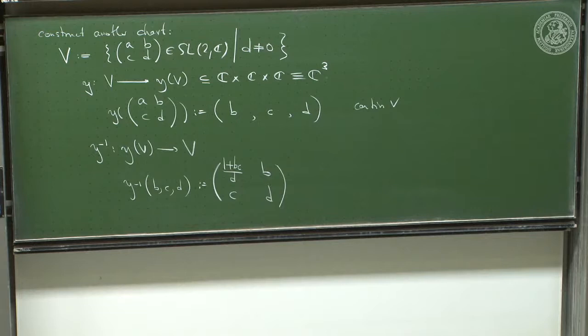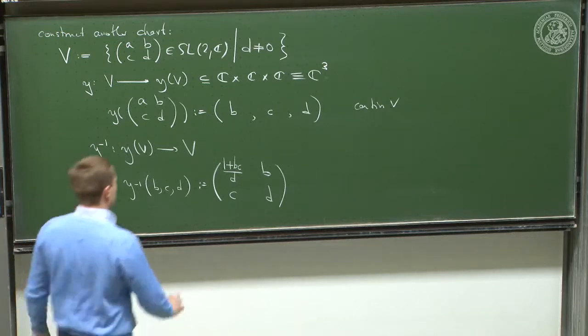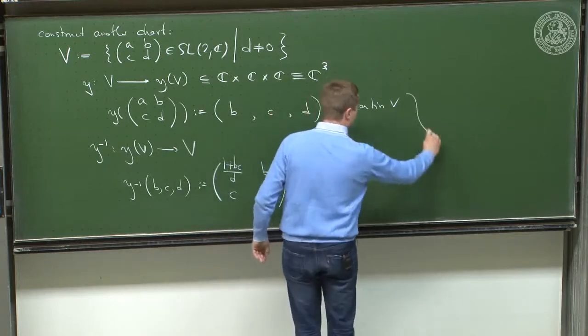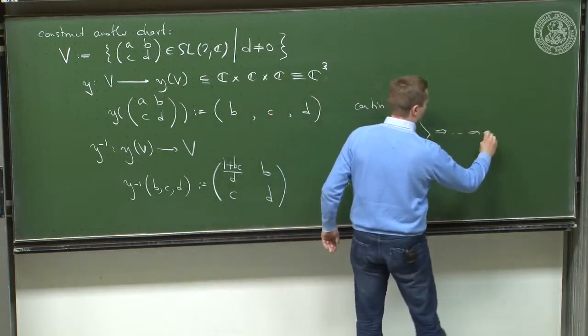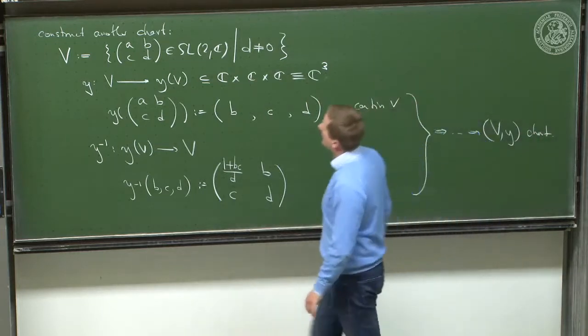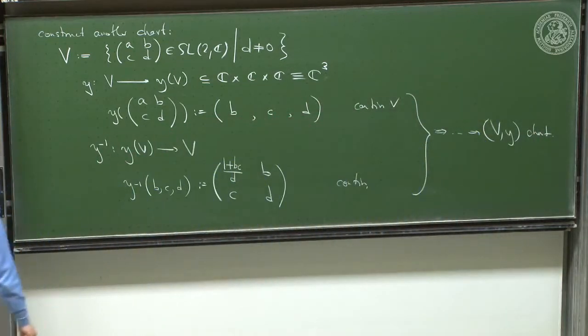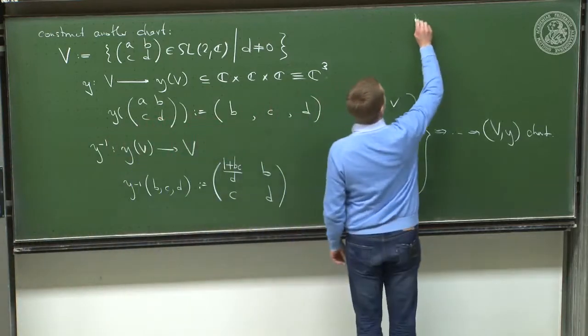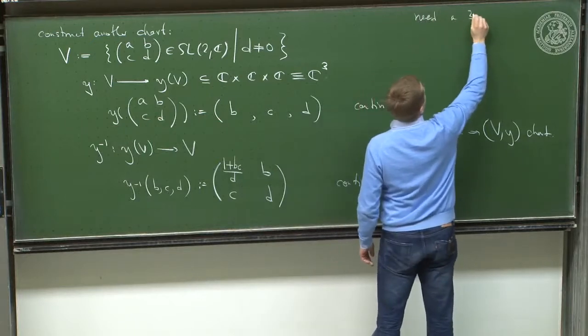Okay, but you're right. But then I'm only missing... okay, then I need a third chart probably. That's the point. Okay, fine. So this is also continuous, and by the same arguments, it follows that V_y is a chart. Now you say, does the union cover? No, the union doesn't cover. And what I need is a third chart.